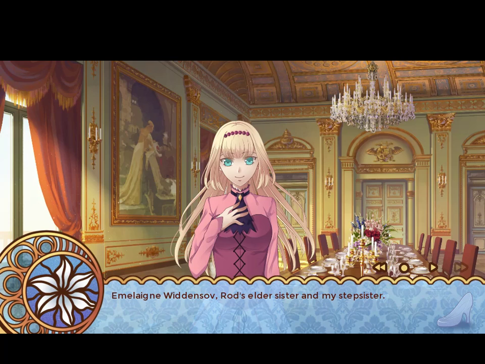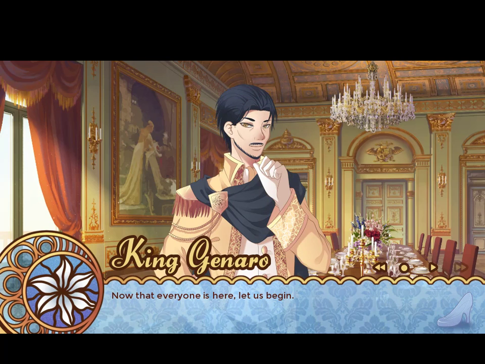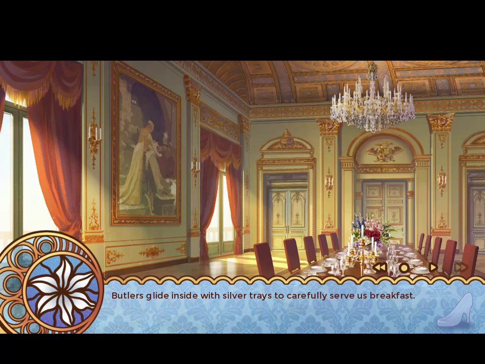Emmeline Woodensov, Rod's elder sister and my stepsister. She acts as if we are blood, as if she too were born a princess. As if she could be crown princess, perhaps steal my place. I'll never let that happen. Now that everyone is here, let us begin. Oh, I can't do these voices. It's hilarious. Okay. Butlers glide inside with silver trays to carefully serve us breakfast.